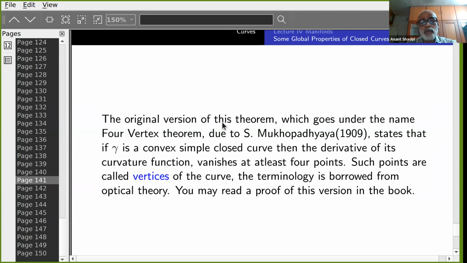So I have repeated here whatever I repeated. The original version of this theorem, which goes under the name 4-vertex theorem, due to Mukhopadhyaya 1909, states that if gamma is a convex simple closed curve, then the derivative of the curvature function vanishes at least at 4 points. Okay, such points are called vertices of the curve. The terminology is borrowed from optical theory. Why was he interested in it? This was a physical problem at that time.